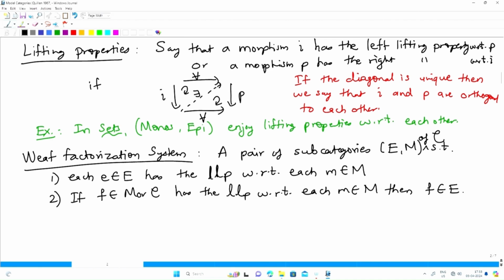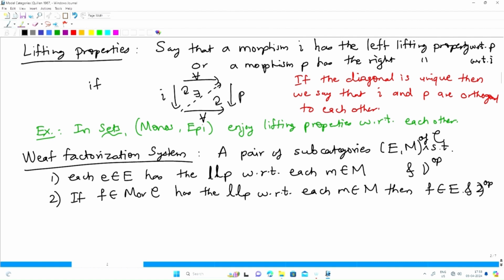And their duals, yeah, 1-op and 2-op. 2-op you understand: 1-op means that each morphism in M has the right lifting property with respect to each morphism in E, and whenever a morphism has the right lifting property with respect to each morphism in E, then it belongs to M.